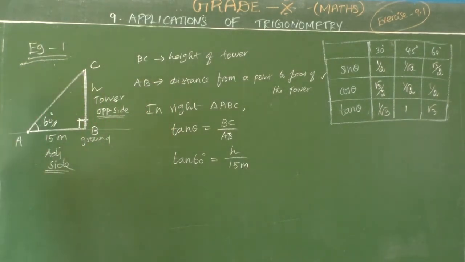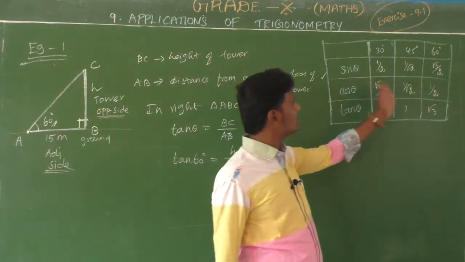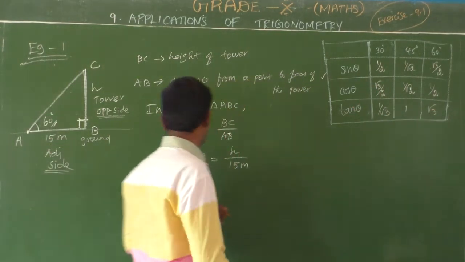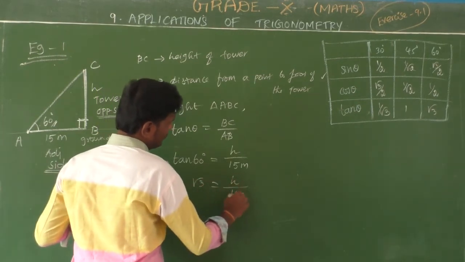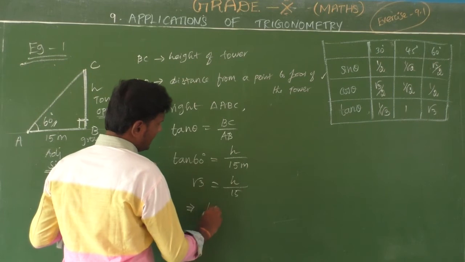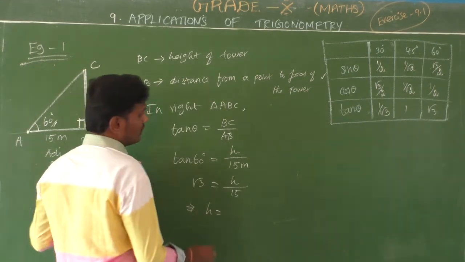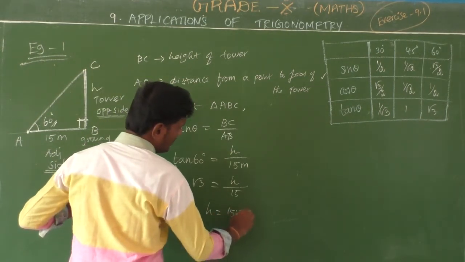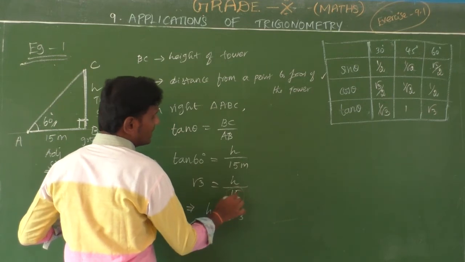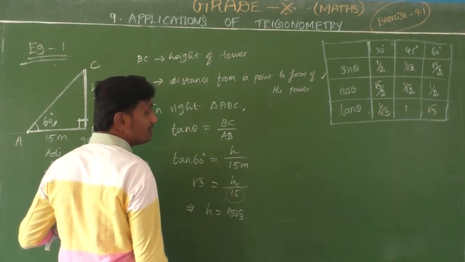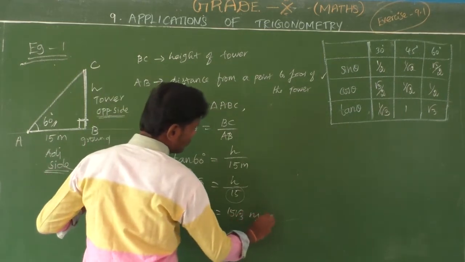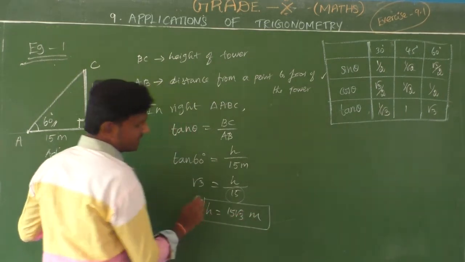Already you know the value of tan 60 degrees. What is tan 60 degrees? Root 3. Now root 3 is equal to h by 15. Finally, I need only h, the height. So height is equal to 15, shifted to the other side to multiply. So the height is equal to 15 root 3 meters.